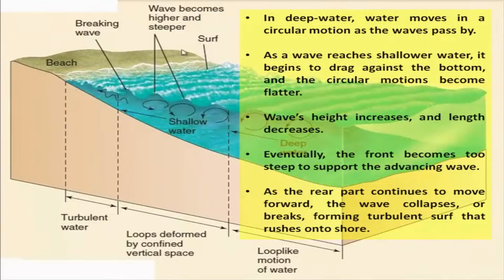So the surf which is formed is because of the waves entering into the shallow areas, where the height increases and the length of the waves decreases, and that will result in the turbulent waves or the surf that rushes onto the shore. So these are a few things which are important.